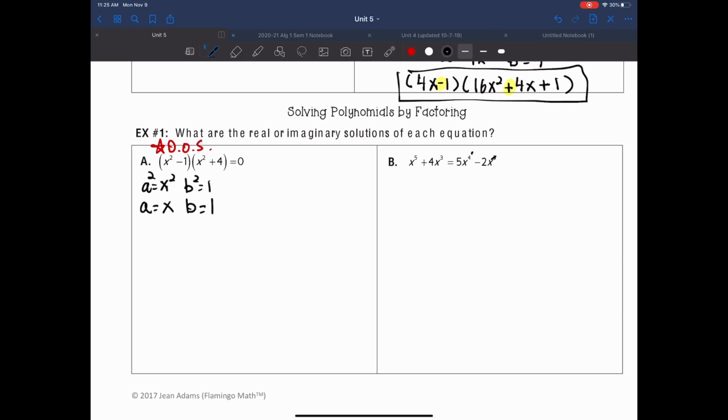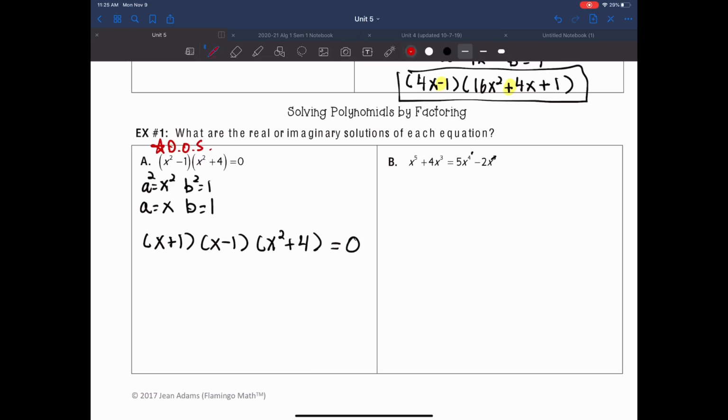I know that the difference of squares formula is a plus b times a minus b. So I can say x plus 1 times x minus 1 times x squared plus 4 equals 0. So I just expanded x squared minus 1 into its factors. Now that I'm in factored form, I can set all three of those equal to 0, as that's the zero product property. Set all of your factors equal to 0.